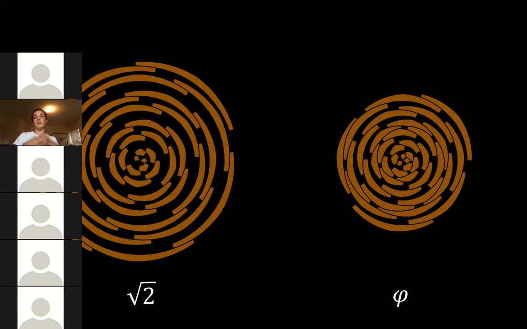So this is using the square root of 2 on the left and using phi on the right, and everything else is the same between these two pictures. It's the same size seeds and it's the same number of seeds.